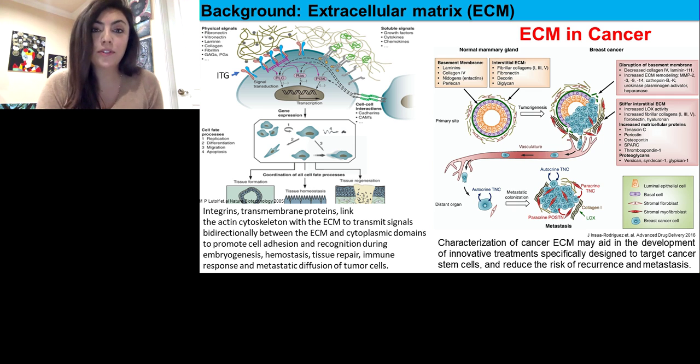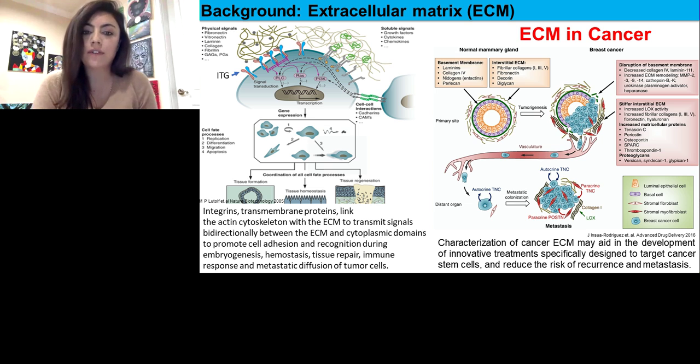The extracellular matrix is composed of physical signals such as fibronectin, laminin, and collagen, and it's also composed of soluble signals such as growth factors, cytokines, and chemokines. We also have integrins, which are transmembrane proteins that link the actin cytoskeleton with the extracellular matrix to transmit signals bidirectionally between the extracellular matrix and cytoplasmic domains. And they do this to promote cell adhesion and recognition during development, homeostasis, and disease processes.